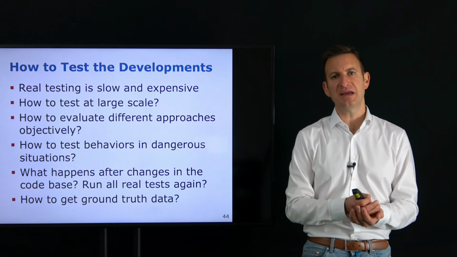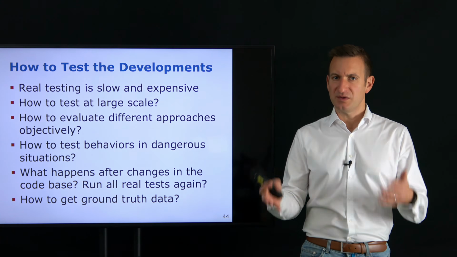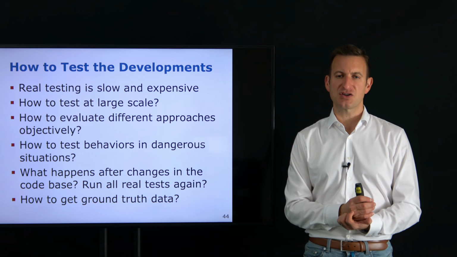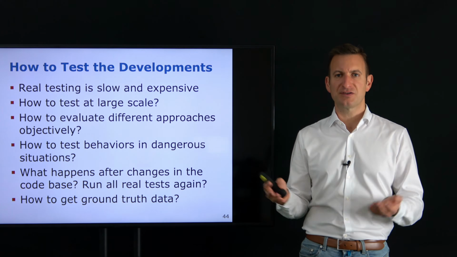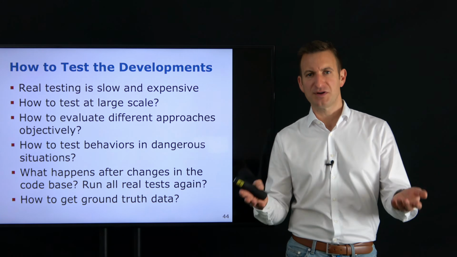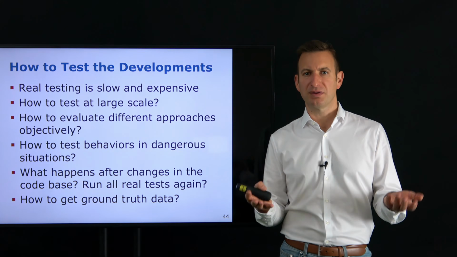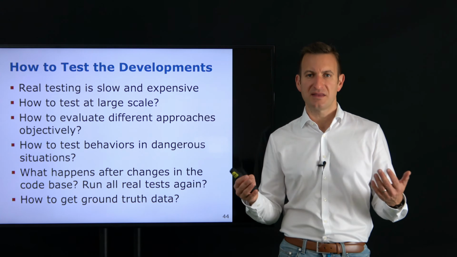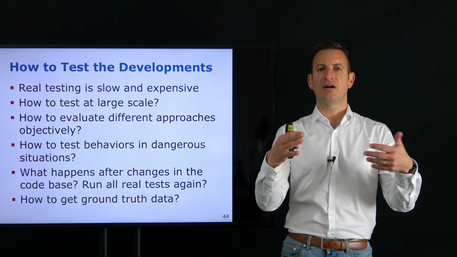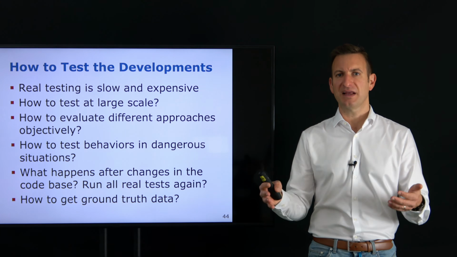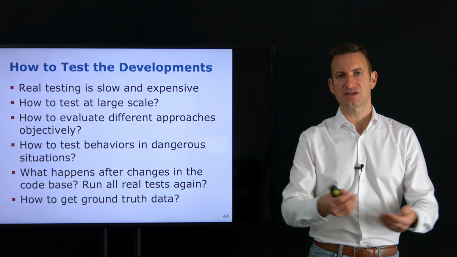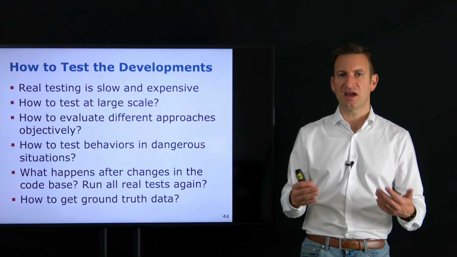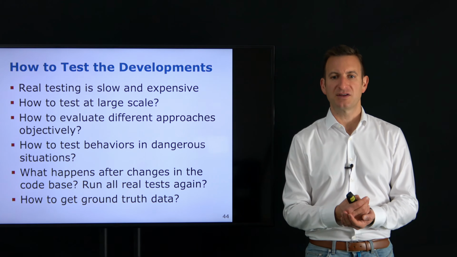Some of them may even be dangerous, or we need to have the same situations if we want to test different algorithms against each other. So consider that you have several teams working on prediction, for example, or on planning, and you want to test different planning algorithms against each other. Then you need to bring the car or the cars with different planning algorithms in potentially the same situations in order to perform that testing. And so if you want to test objectively, that is a big challenge.